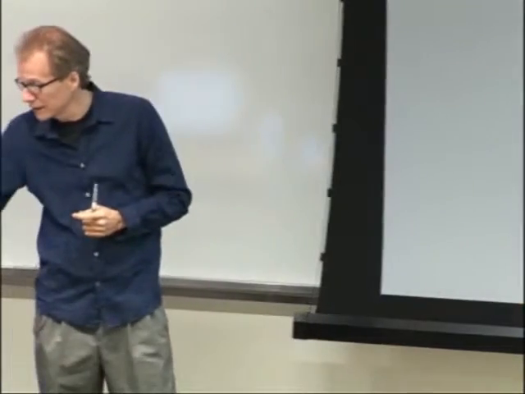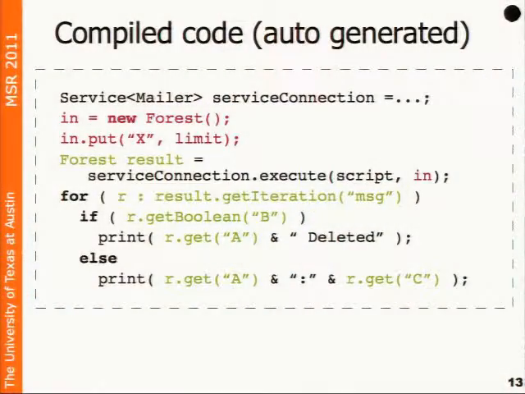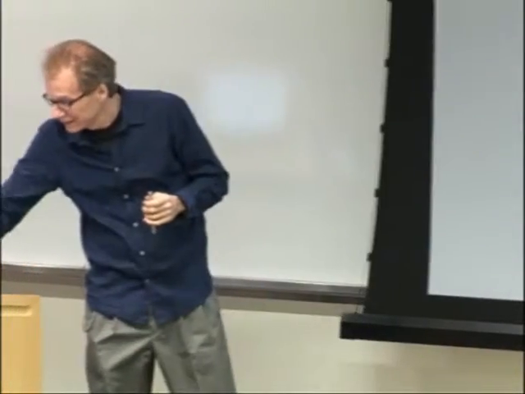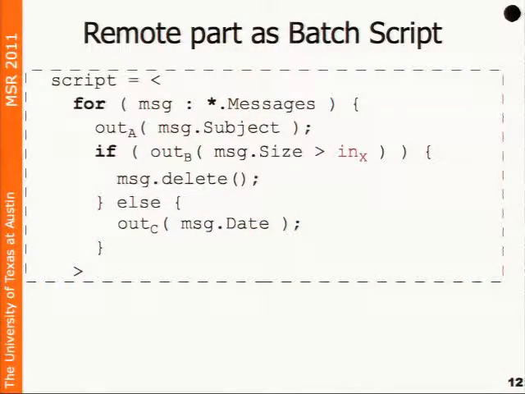Right? So if you look at the client code here, there are no references to remote objects at all. They've all been removed. They're all in here. Here's a reference to a remote object, but it's in the code that's being sent to execute locally on the server.